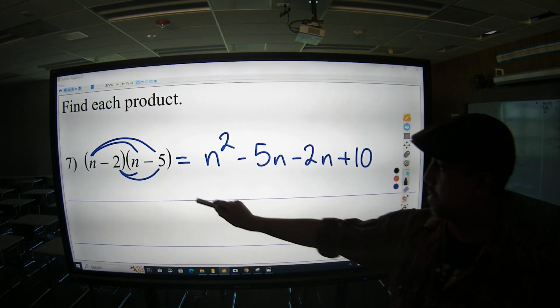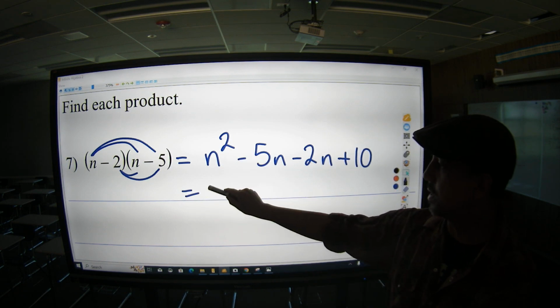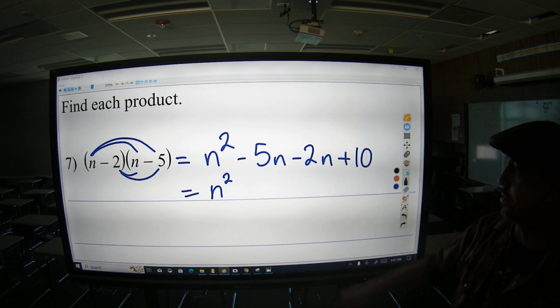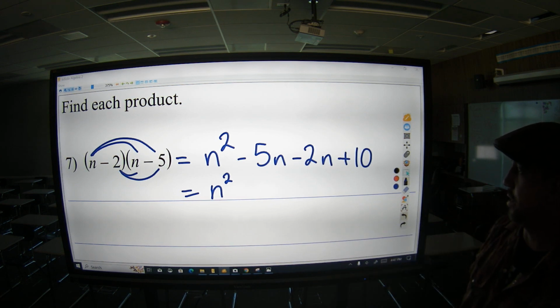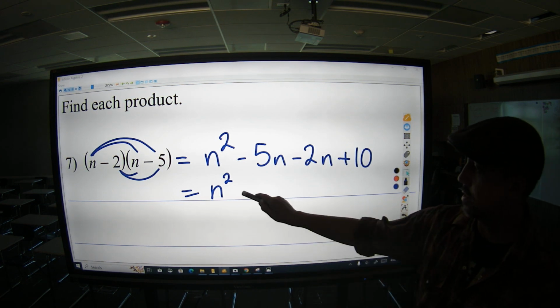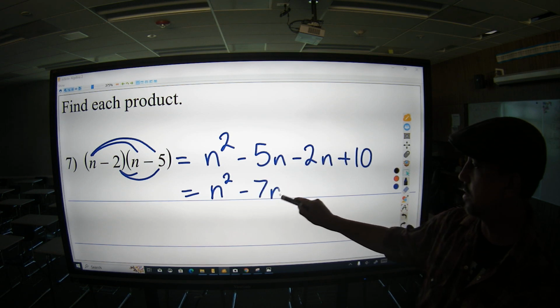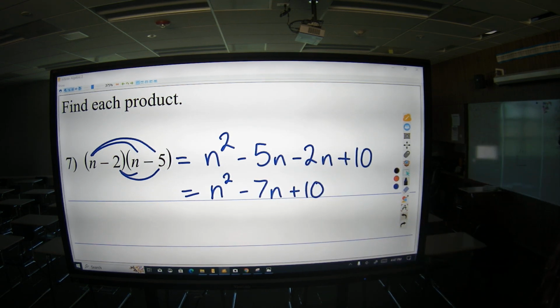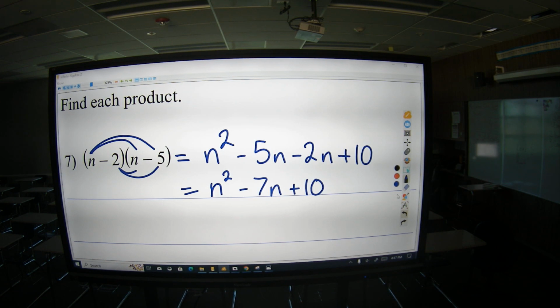So n squared cannot change, but again, you can see the linear terms are going to be something we'll have to deal with. So we have negative 5n minus 2n, and this gives us negative 7n plus 10. Okay, this is how we would get this product. And in this case, this problem would be done. And this is the way we should proceed.